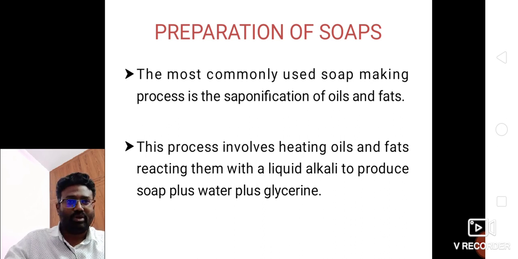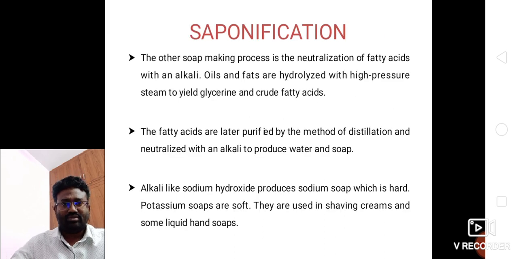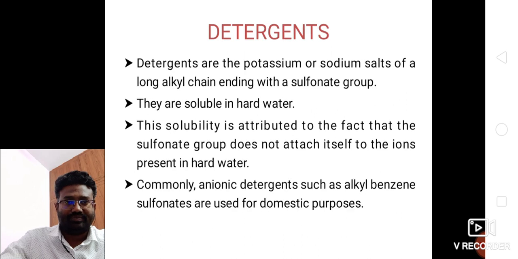Now the soaps that contain potassium as an alkali are much softer. The cleansing property of soaps entirely depends on how hard the water is, since hard water consists of harmful minerals. For the same reason, detergents, surfactants, are preferred over soaps. Saponification, the other soap making process, is neutralization of fatty acids with an alkali. An alkali like sodium hydroxide produces soap that is hard. Potassium soaps are soft. They are used in shaving creams and some liquid hand soaps.